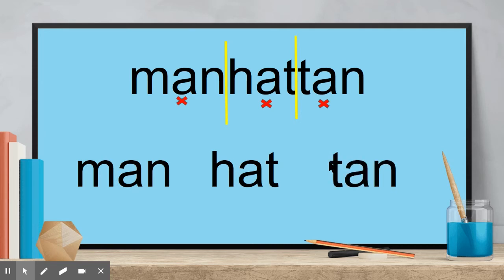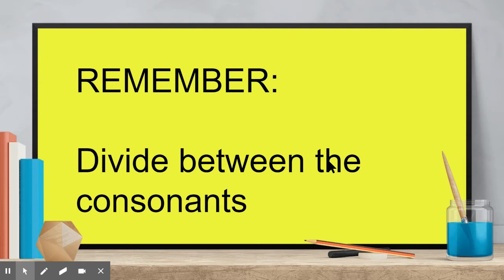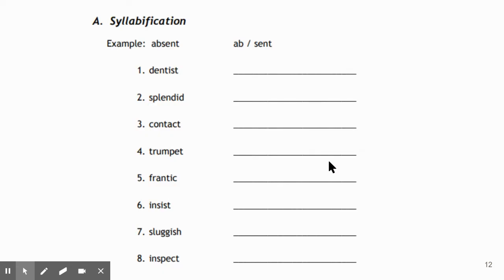Many long words are made up of short words that we already know. We just have to put those together. So most of the time we divide between the consonants, but as we go along in the lessons, we'll talk about some of the more irregular words or letter combinations that we'll run into.